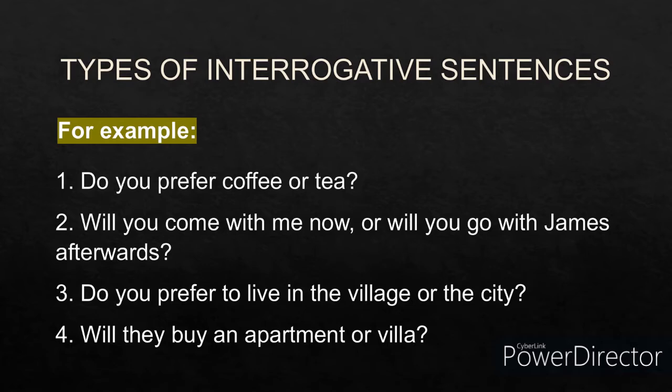So it's presenting you again with a choice. Do you prefer to live in the village or the city? Again a choice. Will they buy an apartment or a villa? Again a choice. So these are alternative interrogatives, or choice interrogatives.